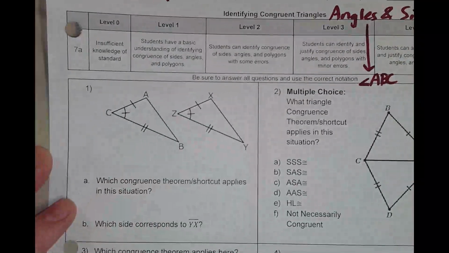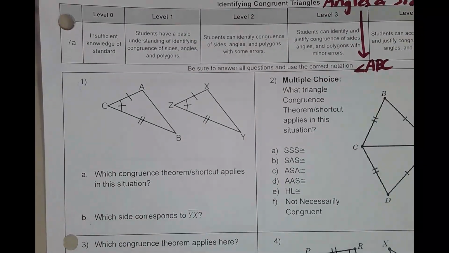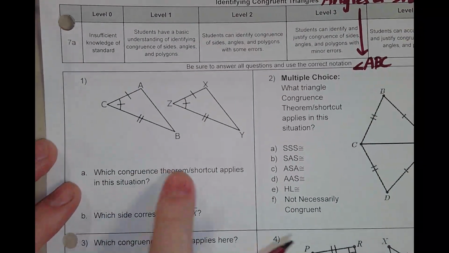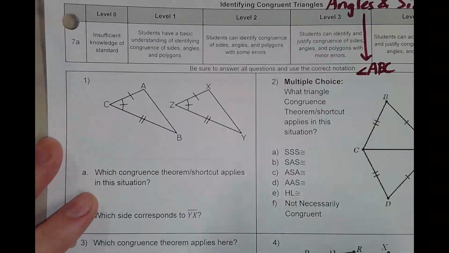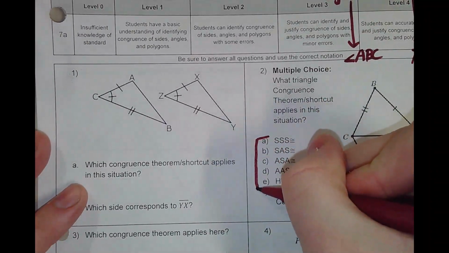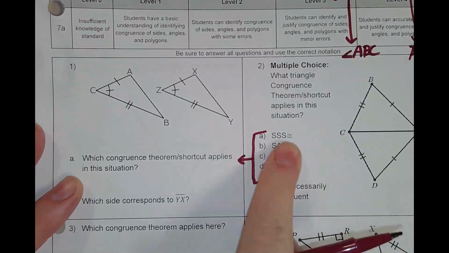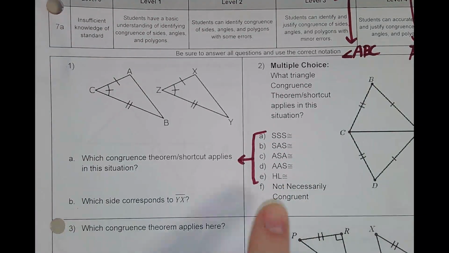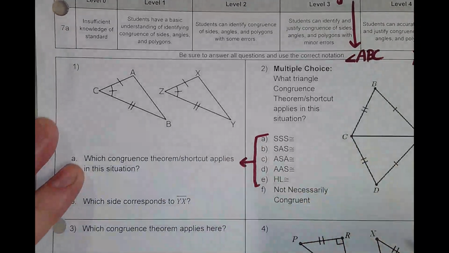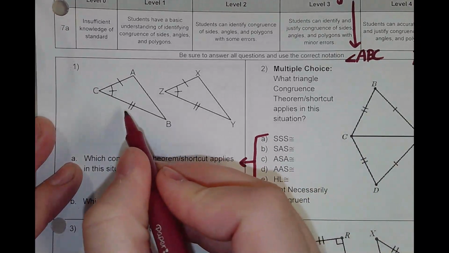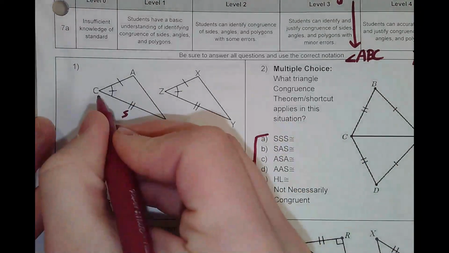So for number 1, we are going to identify which congruence shortcut applies. So there's only 5 to choose from. You can see there's a multiple choice question which actually shows us the 5 options, and we have to identify which one's which. So we do that by labeling the triangle with S and A.